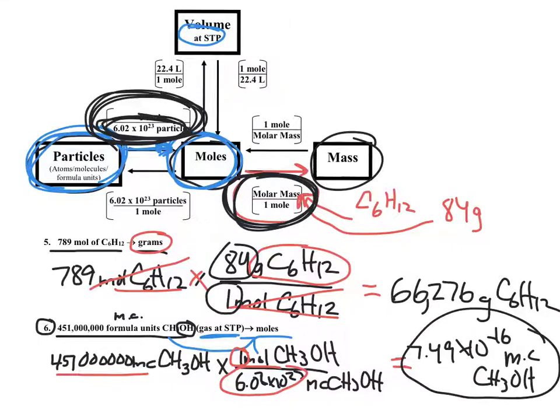All right? If you are not getting that, or you're getting the base number but not to the negative 16th, it's something in your calculator you did wrong, okay? And that's a little red flag. You want to check in on that. All right, so we ended up getting 7.49 times 10 to the negative 16th molecules of methanol.